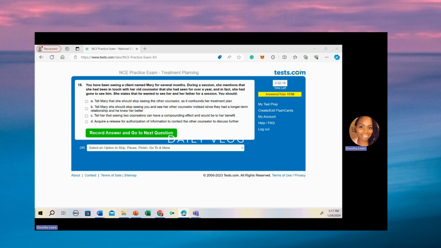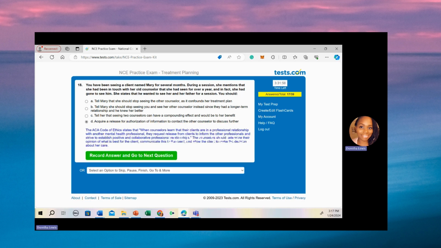B, tell Mary she should stop seeing you and see her other counselor instead since they had a long-term relationship and knew her better. C, tell her that seeing two counselors can have a compounding effect on her benefit. D, acquire a release of authorization of information to contact the other counselor to discuss further. It's going to be D, acquire a release of authorization of information to contact the other counselor to discuss further.